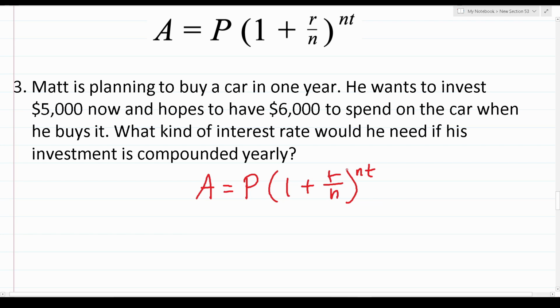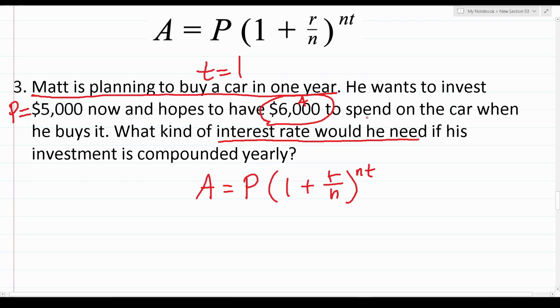Then I'm going to reread the problem and identify what's given. So in this problem, it's not obvious as to what T may be, but that said, it's said he's planning to buy the car in 1 year. So in this case, we know our time is going to be 1 year, and he wants to invest $5,000. Again, the amount you invest is always P, principal, and he hopes to have $6,000 in the account to spend. Again, the amount in the account after your investment runs its course is always going to be A.